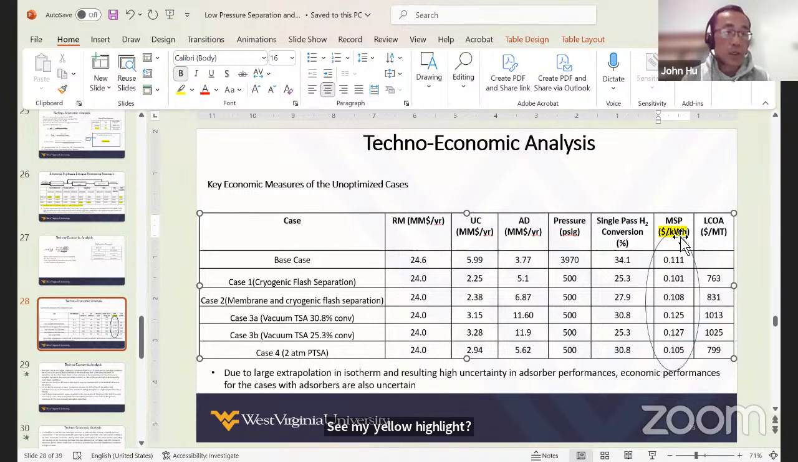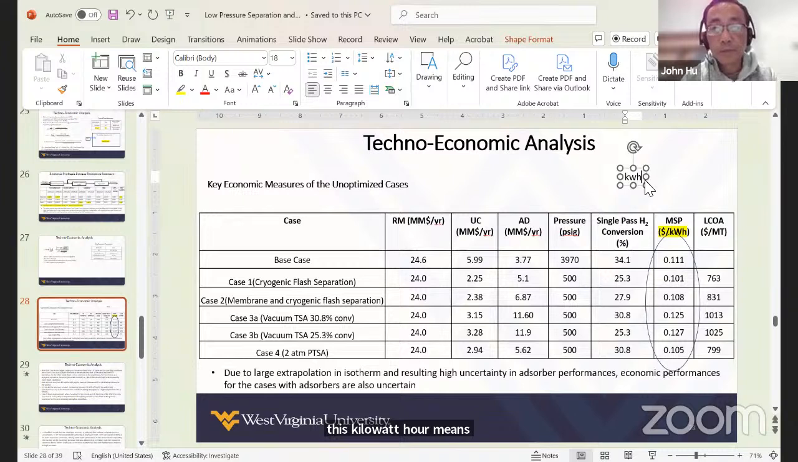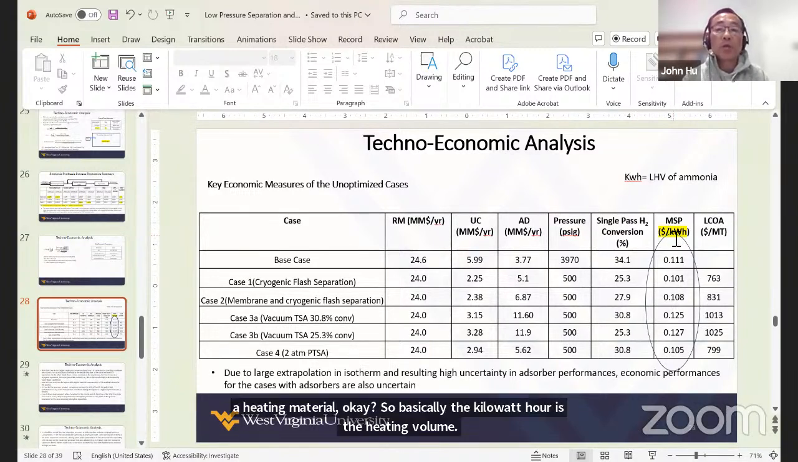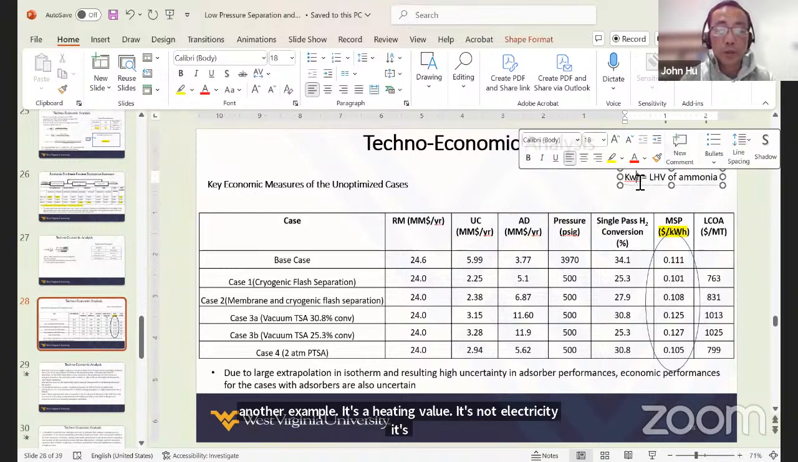This kilowatt hour is not electricity. This kilowatt hour means it's a heating value. So basically, the kilowatt hour is a heating value. That means to produce 1 kilowatt hour heating value of ammonia, how much is it going to cost? To give you another example, it's a heating value. It's not electricity. It's basically ammonia, a per unit of ammonia.